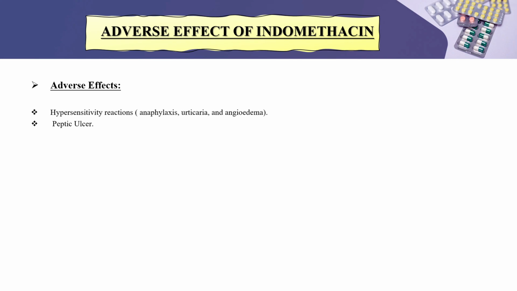Peptic ulcer. As I've told you before, indomethacin irritates the lining of stomach and intestine. So it can also increase the risk of GIT ulcers and bleeding. This occurs because indomethacin inhibits the production of prostaglandin, which plays a role in protecting the GIT mucosa and maintains the integrity of the stomach lining. It also affects liver enzymes and can cause jaundice and lead to liver toxicity.